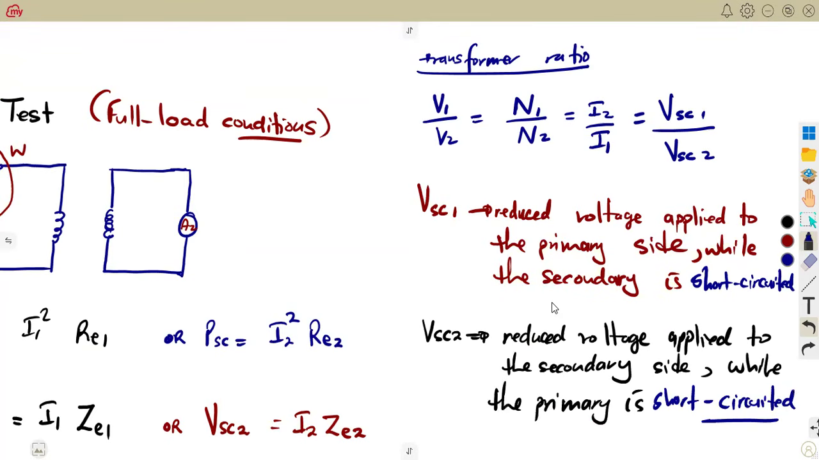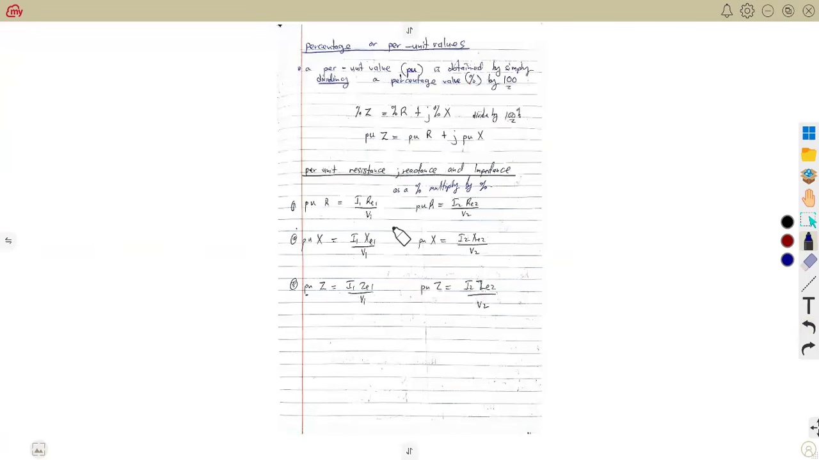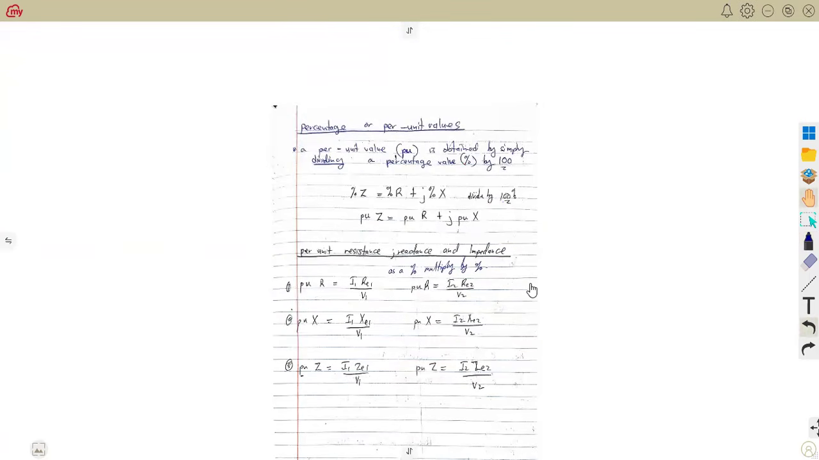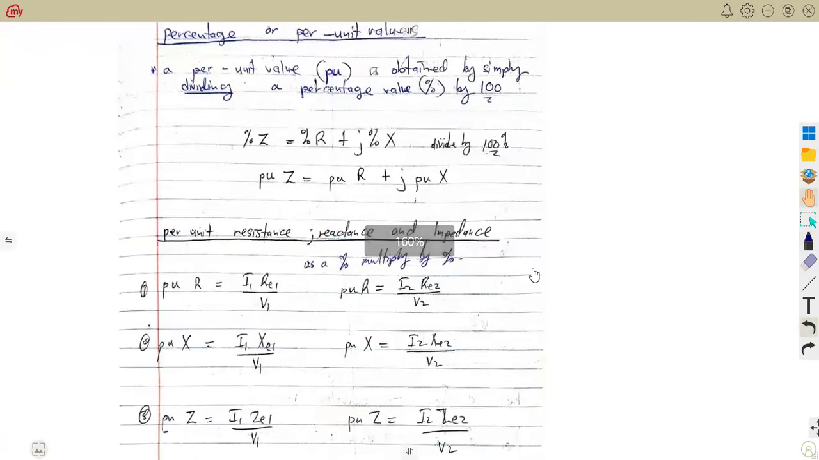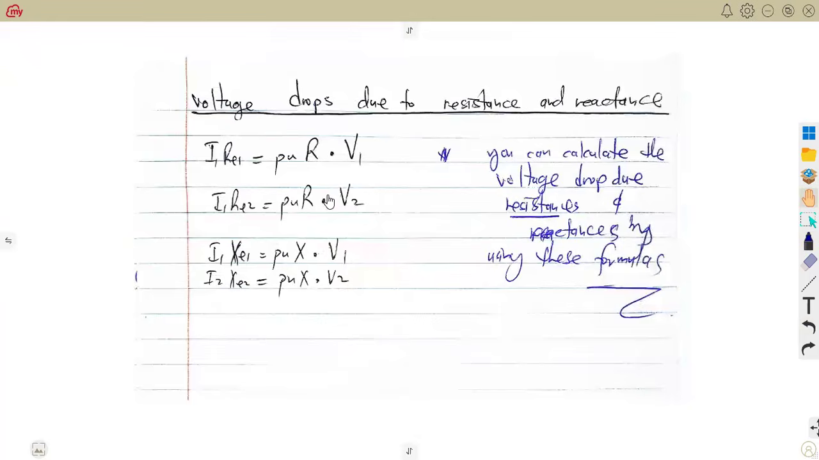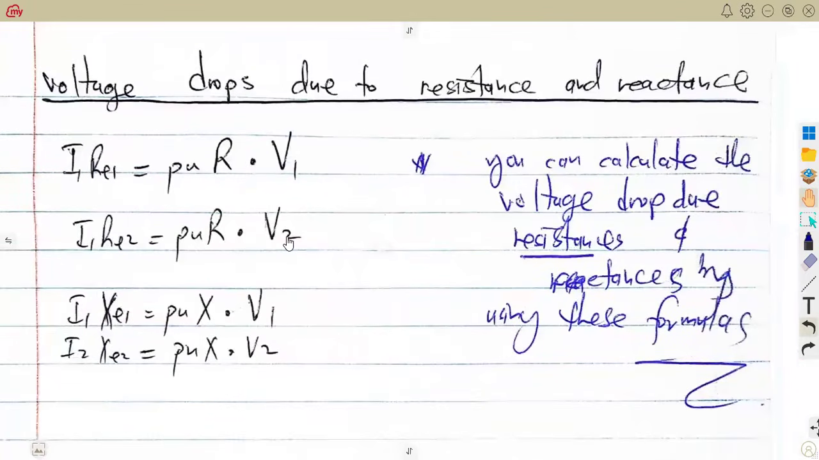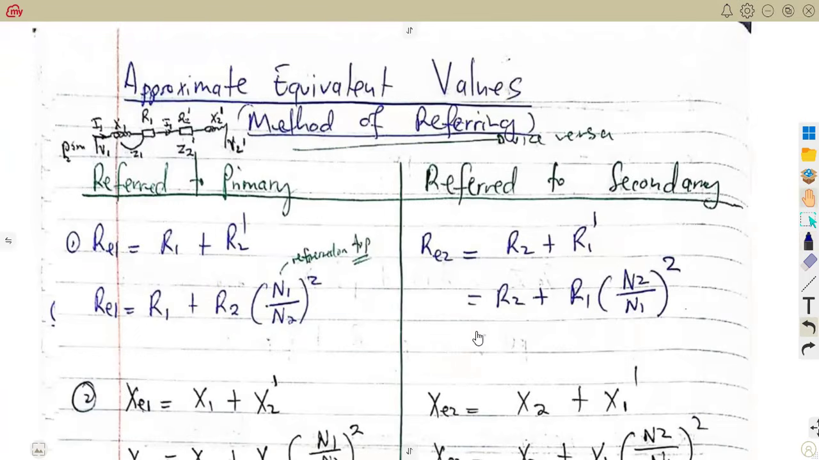Also, talking about the reactances, remember we had these formulas before. The method of referring is going to be applied, whatever condition can happen in your calculations. Everything has to be considered as you had before. Remember, we talked about these per unit values, so you're supposed to also remember those.